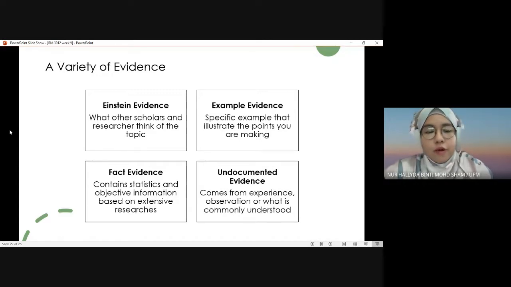Okay, so I think this one is a very common but the strongest type of evidence, because it has gone through years of study and research and discussion. Another type of evidence will be fact evidence. Fact evidence here means it contains statistics and objective information based on extensive research, more or less the same as the first one. The only difference here is it does not necessarily include the name of the author.